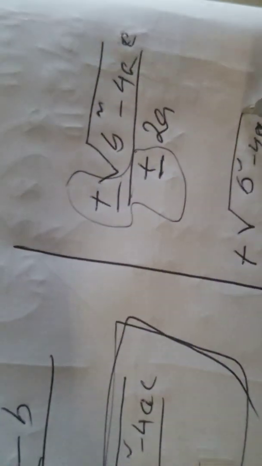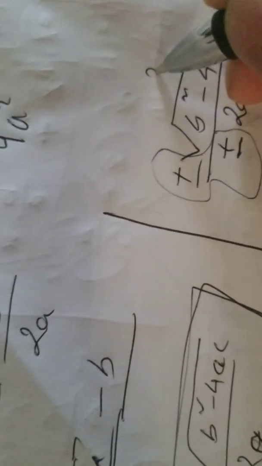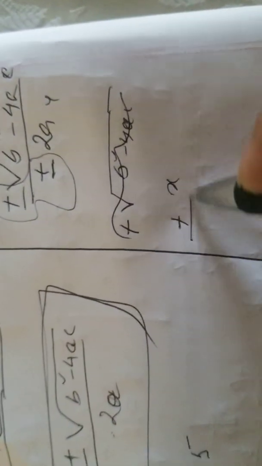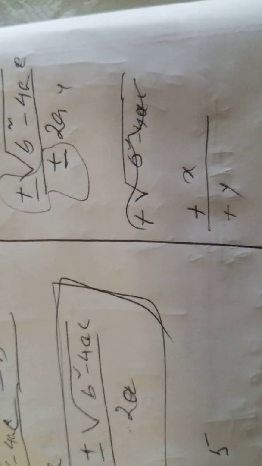So let's start with plus. Square root of b squared minus 4ac. You know what? I'm not going to write the entire thing. Let's say this is x and this is y, because we're only dealing with the sign. So first we'll have a plus x and a plus y. What should this return to? Plus xy. Yes, xy.